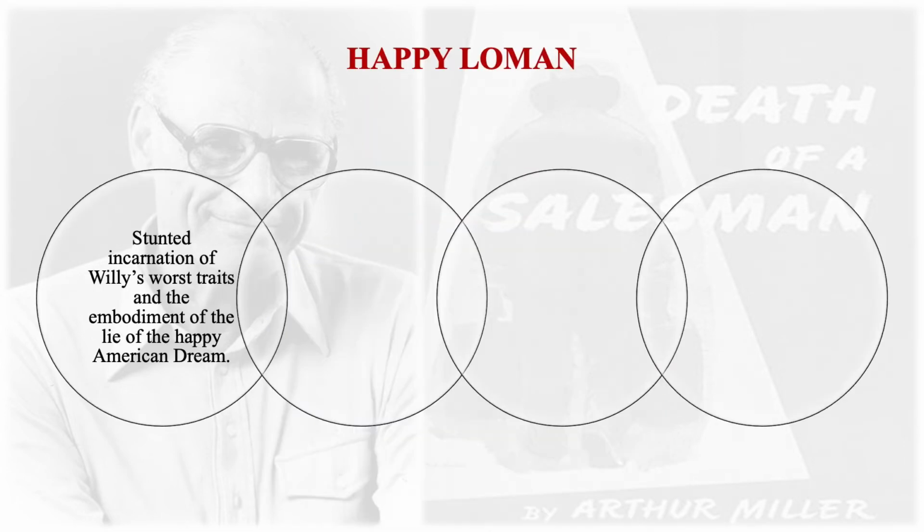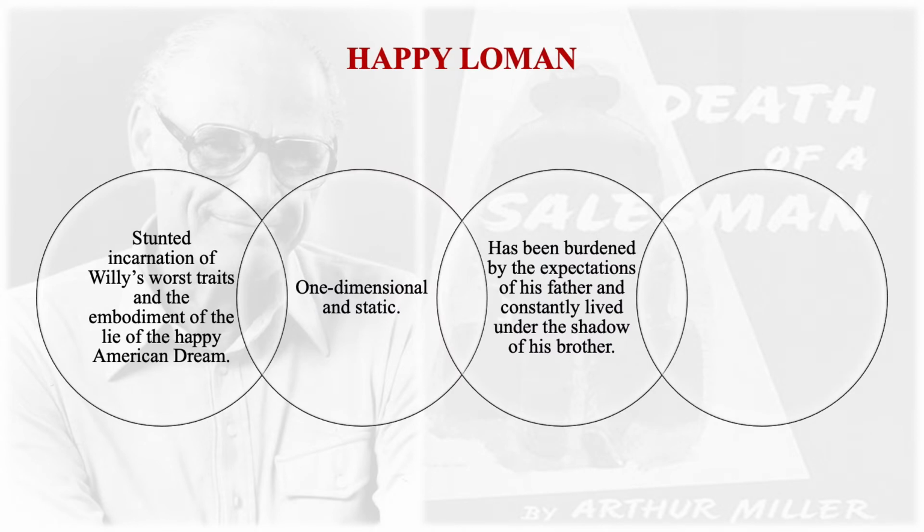Happy Loman is a single-dimensional character. He is not necessarily layered as much as Willy or Biff or his wife Linda. But Happy Loman is, in some sense, a mutated or stunted incarnation of Willy's worst traits and the embodiment of the lies of the American dream. He is burdened by the expectations of his father and constantly lived under the shadow of his brother. In that sense, Happy identifies with Biff, but unlike Biff, he is burdened at two levels. Not only is he burdened by the expectations of his father, but also by the shadow that constantly hangs over him of his brother.